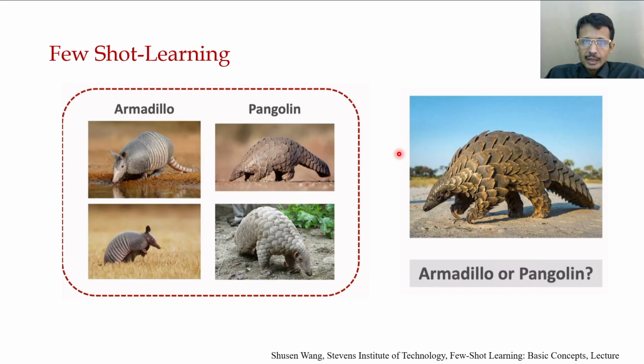Now the question is, if there is a data set given and there is a single image, then by inspecting the similarity, we can say this is a pangolin. Okay, so this thing we understand, and we will see later this is the backbone of few shot learning.